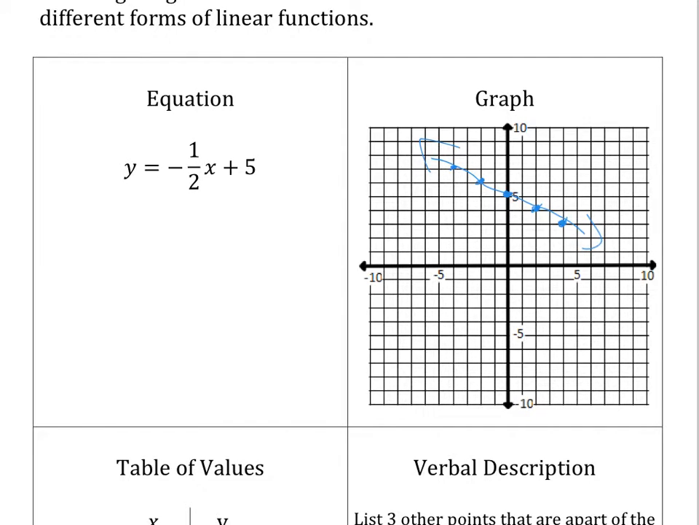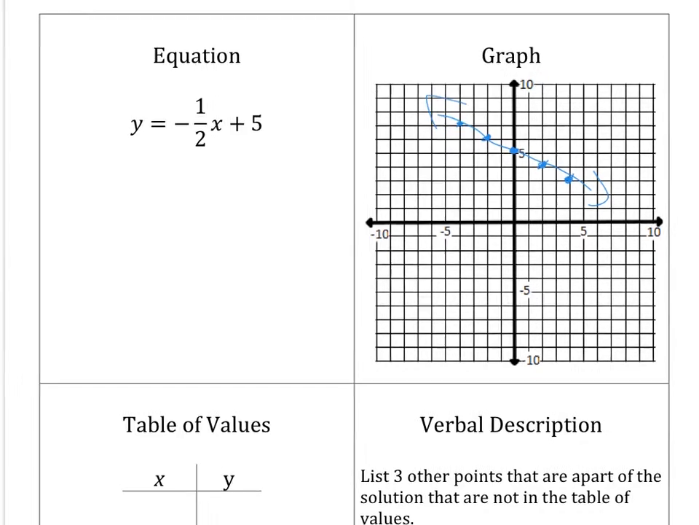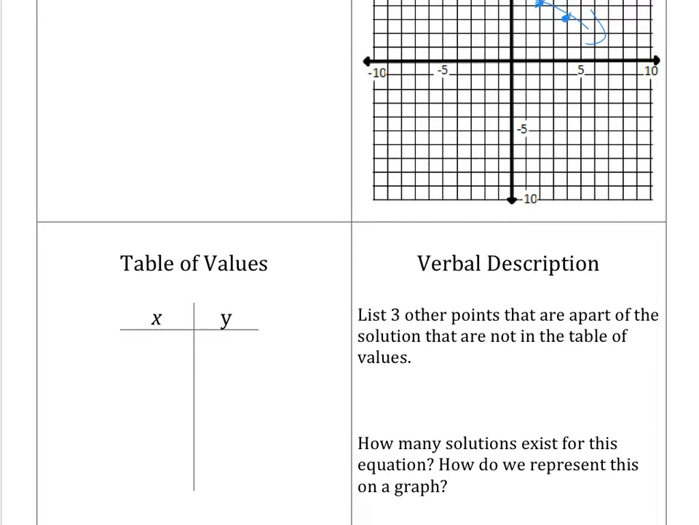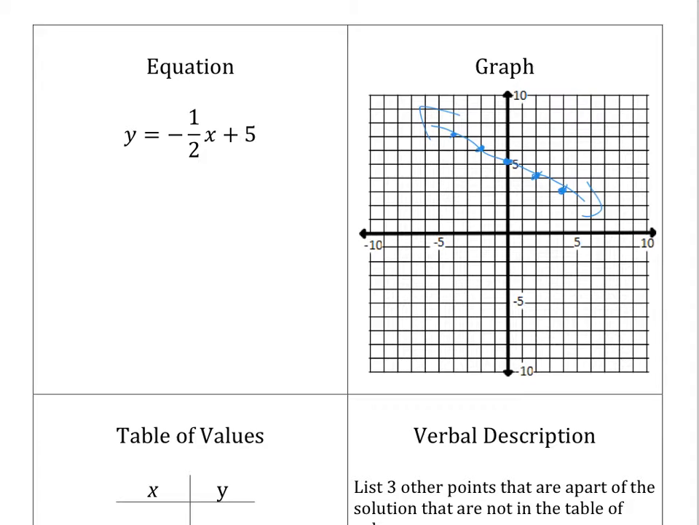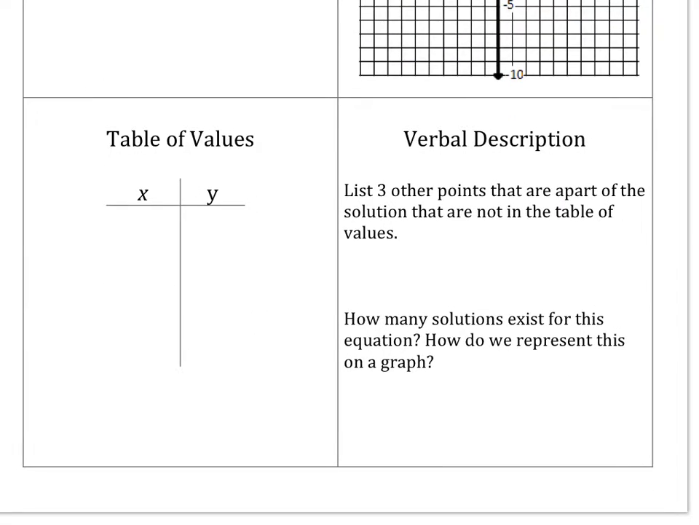Now, we could also go from the equation to the table of values. We can pick values for our x, plug them into the equation, and find our y. Well, if we look at this equation here, I have a slope of -1/2. So I want to pick x values that are divisible by 2, that denominator. Okay. So let's pick -2, 0, 2, and 4.